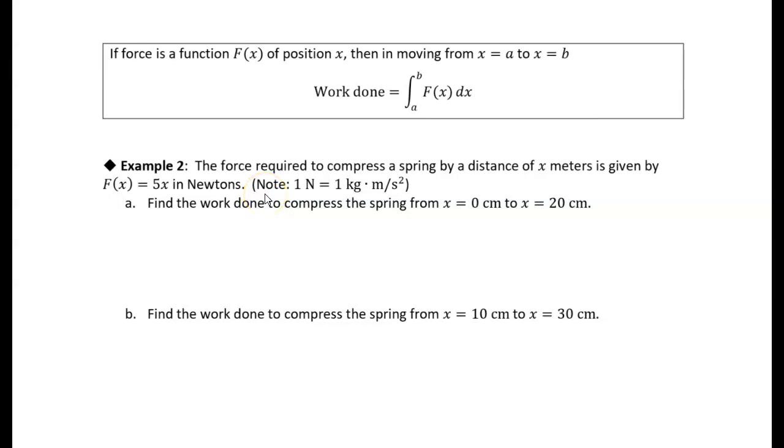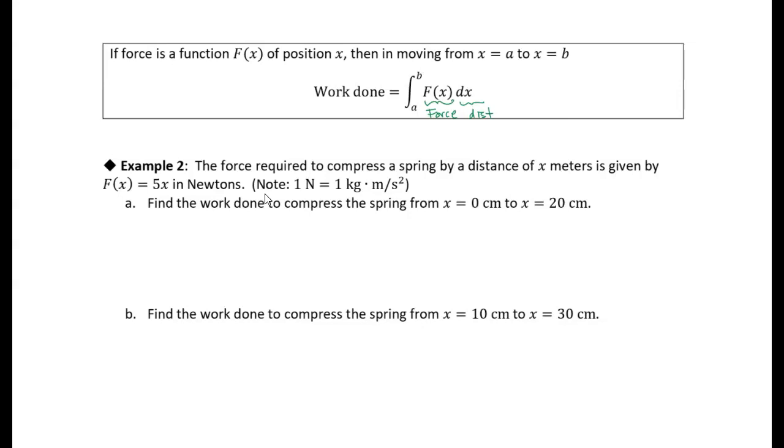All right, so let's look at what happens if you have a force that varies. If it varies by position, then if we're moving from some point A to some point B, we're going to take all of these little essentially slices of work. We can take that force, this is the force of course, and all these little distances, and we can add them all up to get the total work done. So we just integrate the force with respect to x to get the total work done. So let's see how that works.